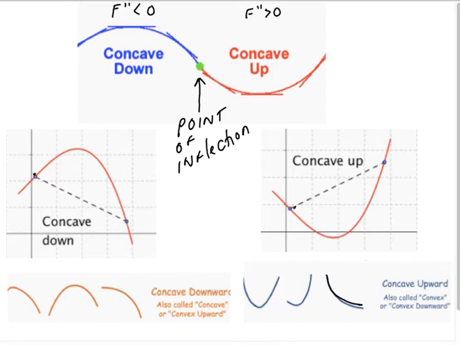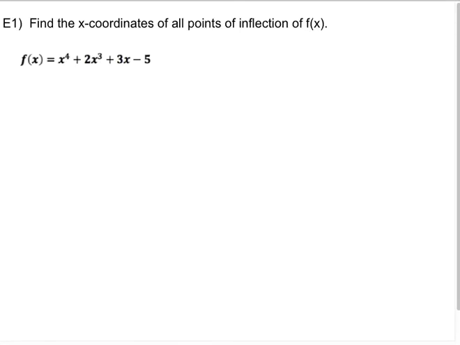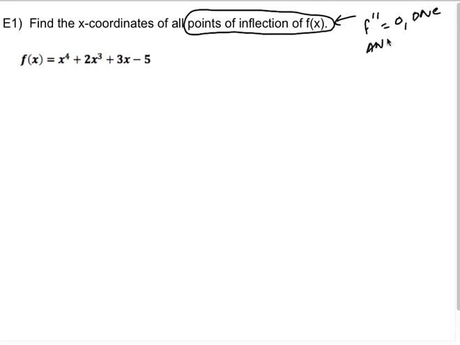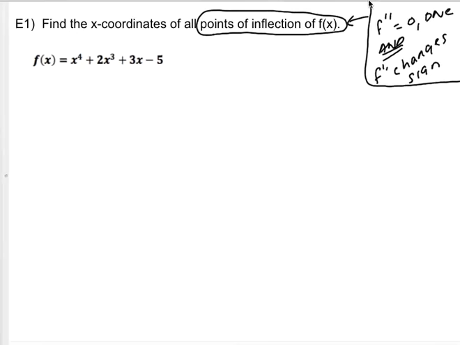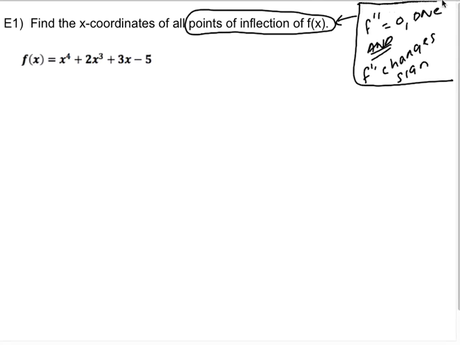So let's walk through. We're going to find the x-coordinates of all points of inflection of f of x. So when you read this, right, your brain needs to read this phrase and think a couple things, okay? So your brain needs to think f double prime is 0 or does not exist, and this is important, f double prime changes sign. So that's what we're looking for. That's what this phrase means. When you see that phrase and you think, what do I have to do mathematically? The answer is you need f double prime.